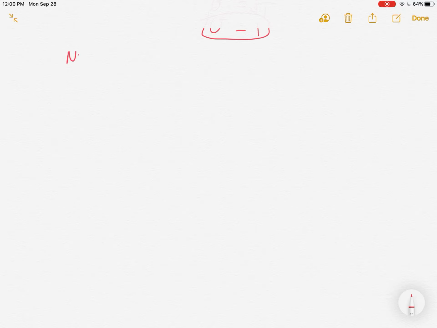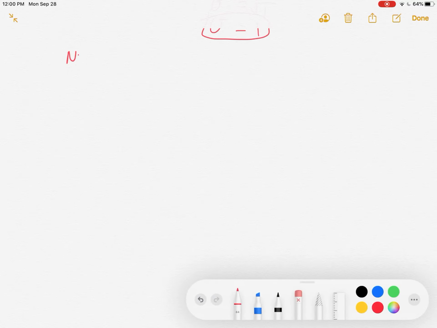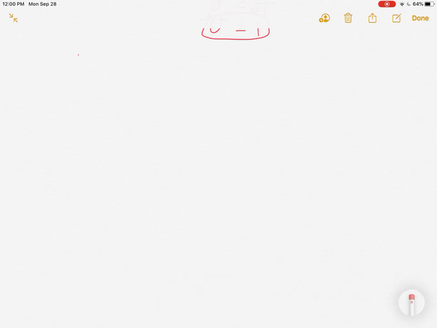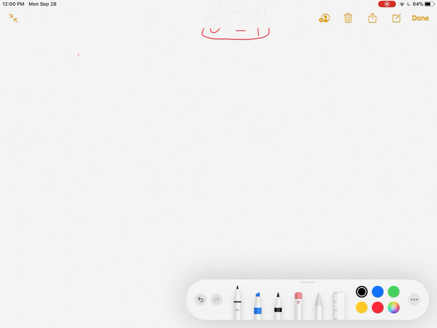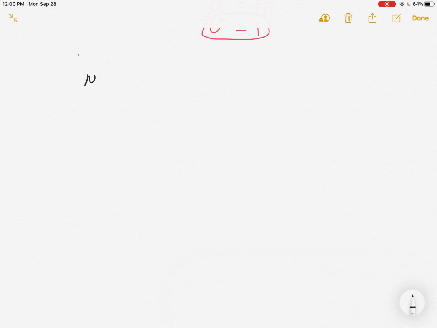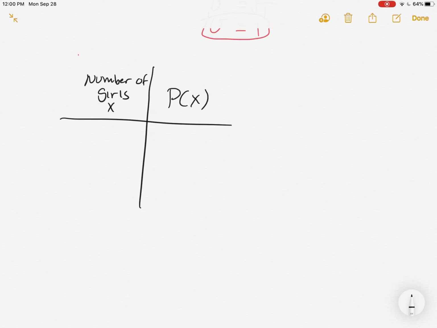And just looking at the questions that they ask, some of the questions are being asked just to make sure you understand the information that's being given to you. So they should be really easy. Number of girls, which they call X, and obviously this is the probability. So 0 girls has a probability of 0.004.